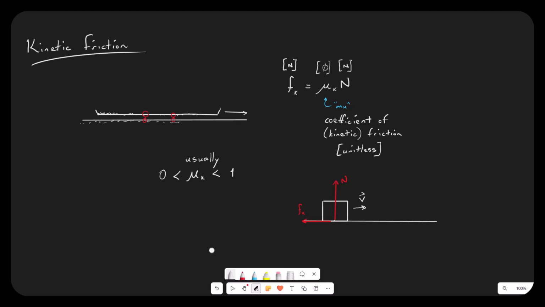The kinetic friction is always just pointed in the opposite direction of motion. If I've got a box that's moving up a ramp this way, then I'm going to have a friction force that points down the ramp. Just always the opposite direction of the motion that's going on. And that's kinetic friction.